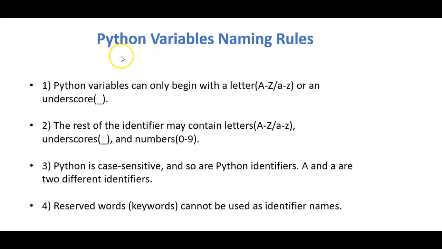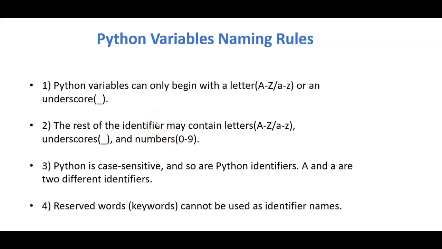Next, what are the Python variable naming rules? The first important naming rule is that Python variables can only begin with letters. A Python variable should start with the letters A to Z capital, a to z small, or an underscore. It cannot start with special characters or numbers. But the rest of the identifier may contain letters, underscores and numbers. We can have numbers in the later part of the identifier, but not as the first character.